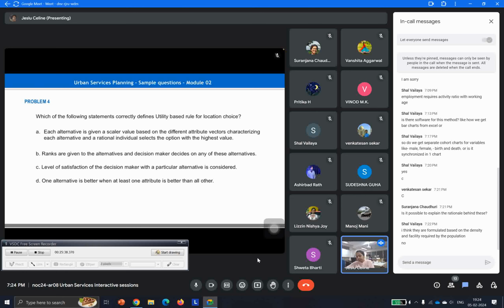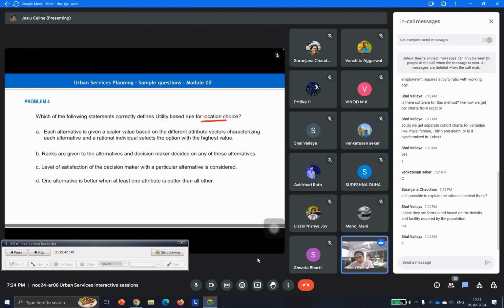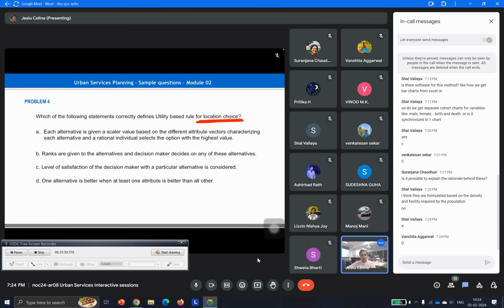Let's first see what a location choice is. What are we talking about when we're talking about location choice? Someone says option A, someone says option D. Fine, let's come to that. First, a location choice is deciding to put a facility at a particular location. As simple as that.